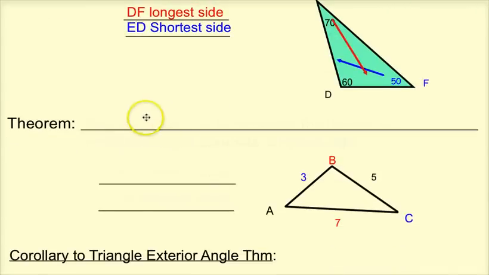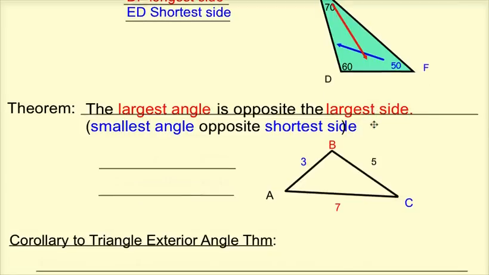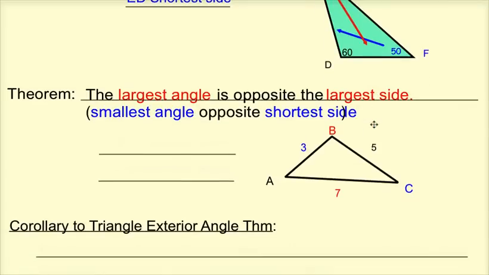Okay, and our next theorem says the largest angle is opposite the largest side, so the reverse, the converse of what we just did. The largest angle is opposite the largest side, and the smallest angle is opposite the shortest side. So my largest angle is opposite the largest side. I have that in red. So my largest side right here is 7. My sides are 3, 5, and 7.